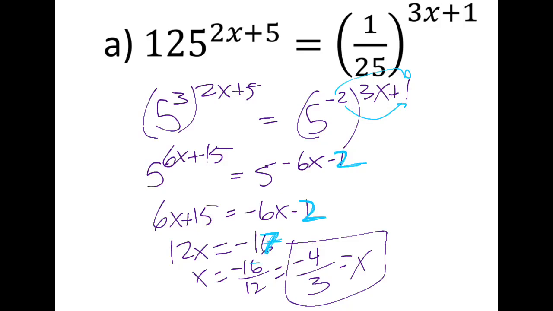And then I get negative 17 divided by 12. And I cannot simplify that. So negative 17 divided by 12 is actually my answer. And that's really ugly, but that's okay. And I know I can't simplify it because 17 is a prime number.